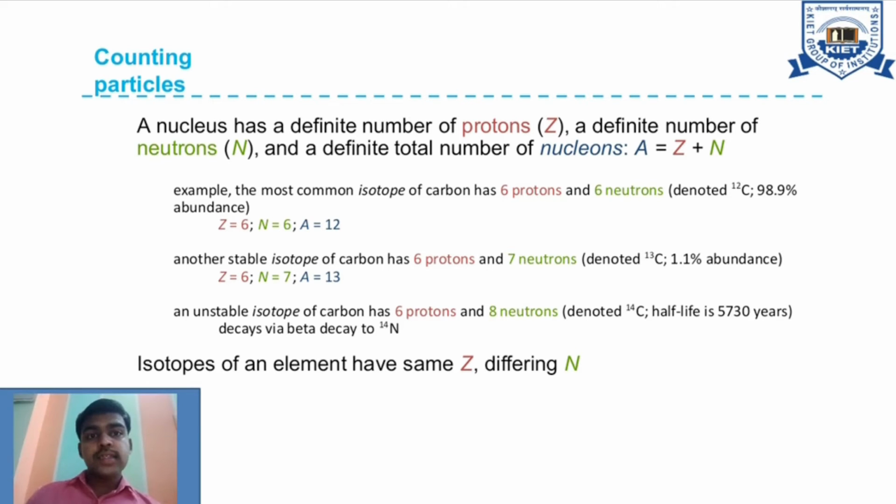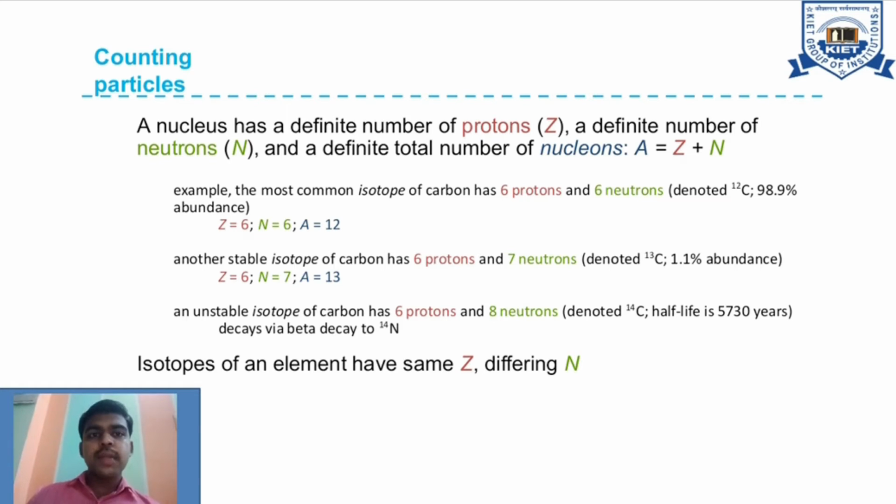But another stable isotope also has the same number of protons, but there is a change in neutrons. Look, it is indicated in green color, 7 neutrons. Here come the changes. So look at the first example and second example. Here the neutron number is varying.